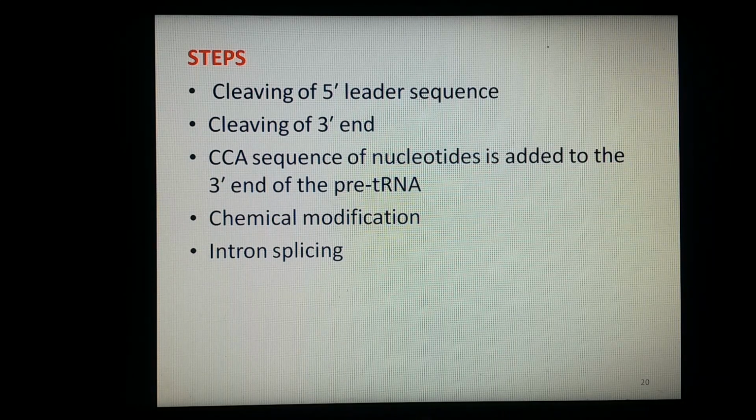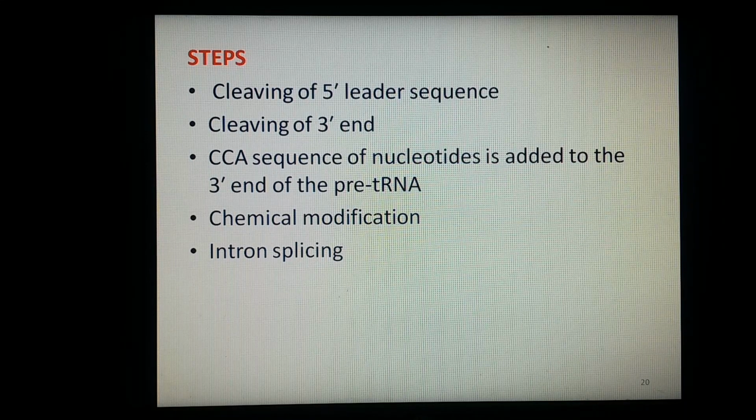The fourth step is the chemical modification of multiple nucleotides in the pre-transfer RNA. On average about 12 nucleotides are modified per transfer RNA. The fifth step is the splicing of the introns, because a significant number of eukaryotic and archaeal pre-transfer RNAs have introns that have to be spliced out.